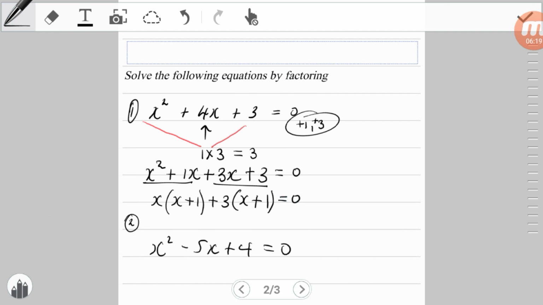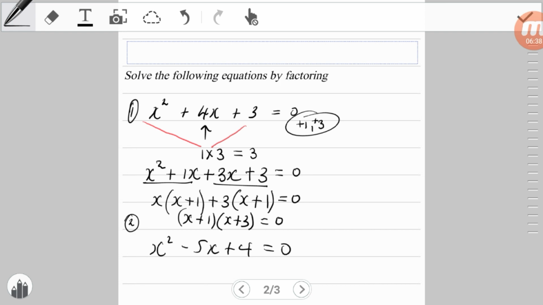Now the factoring aspect is completed. So our result of the factoring is x plus 1 times x plus 3, and that's equal to 0. And so that's where the factoring aspect of the quadratic equation ends.